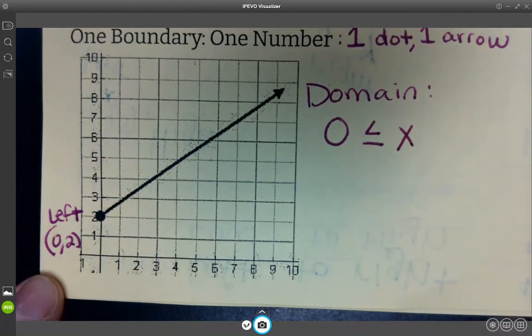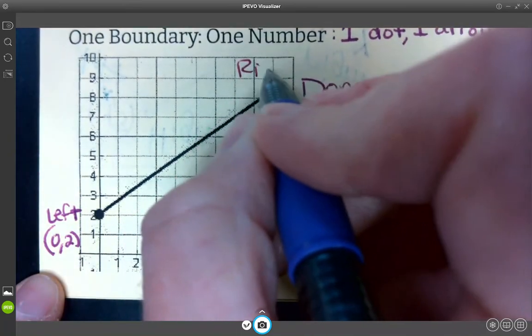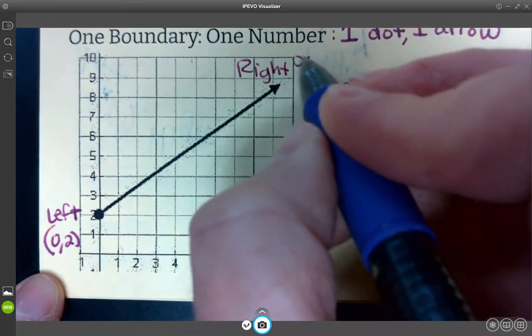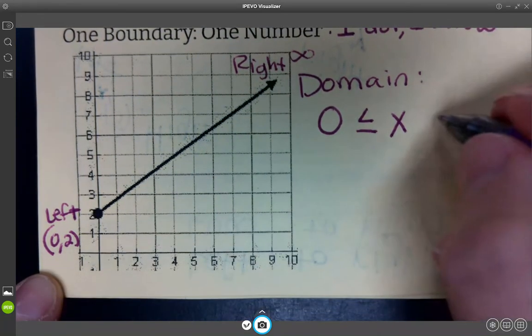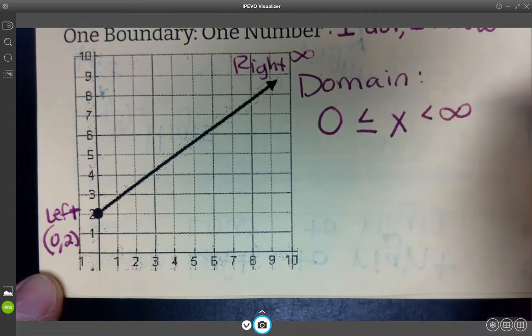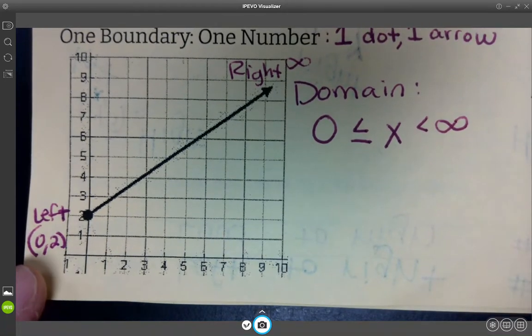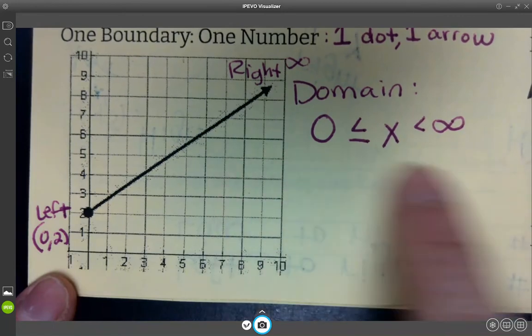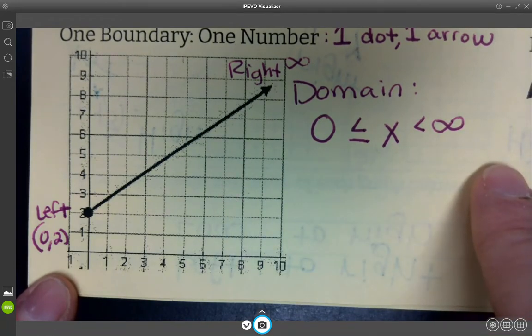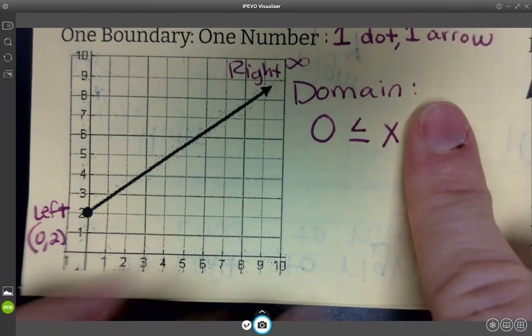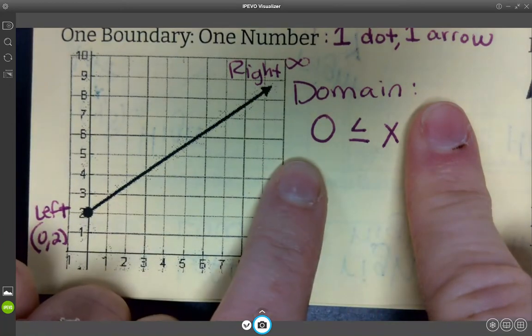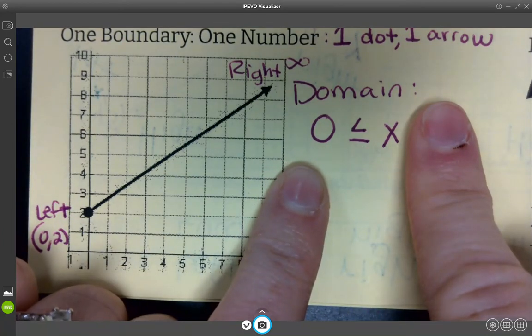X. And then we got to go right. How far right is it going to go? Infinity. It's going to go on and on forever to infinity. So it's going to be less than infinity. So we can leave it like this. Or anytime you have a compound inequality and just one of them is an infinity sign, you can cover that up and just look at this. But usually with inequalities, we want the variable first.